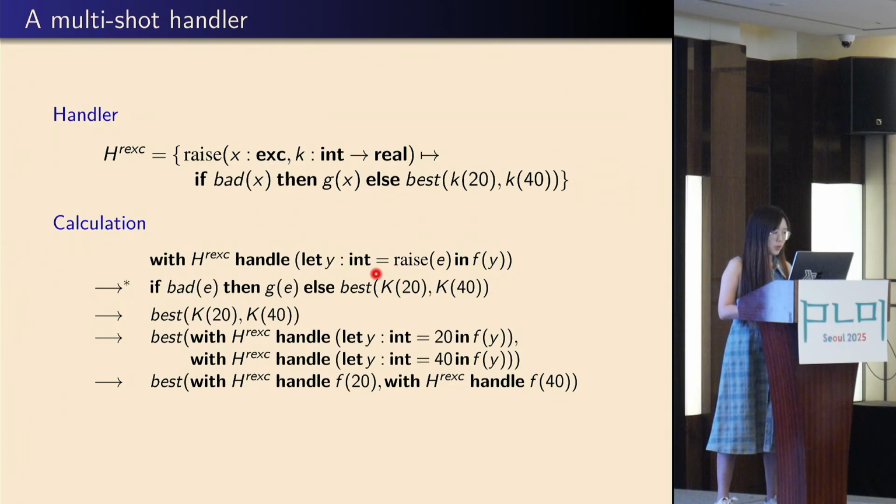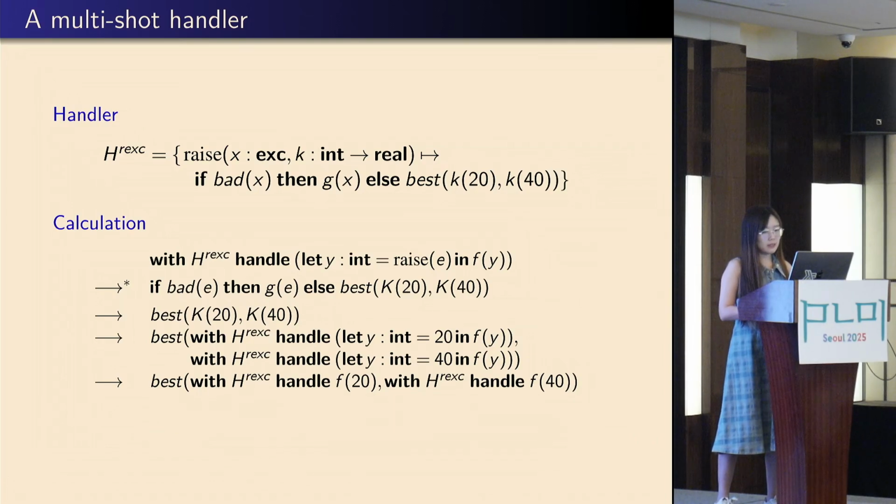So now the original computation will run, and again, let's assume this exception is a good exception. So we are going to resume the original computation with 20 and 40, and ultimately we are going to evaluate f twice with 20 and 40, and their results are going to be compared according to some best function, and the final results will be returned afterwards.